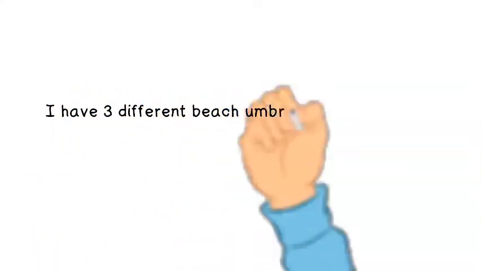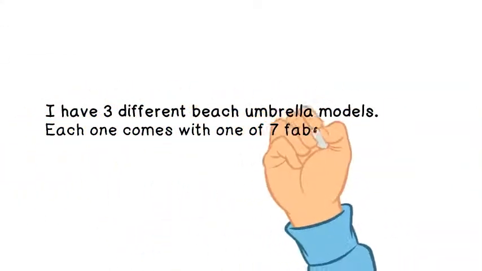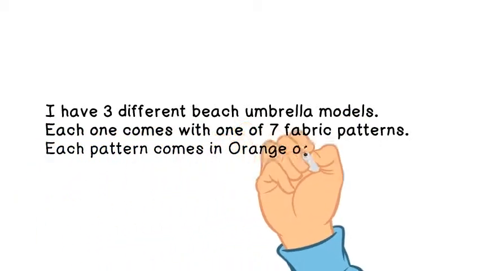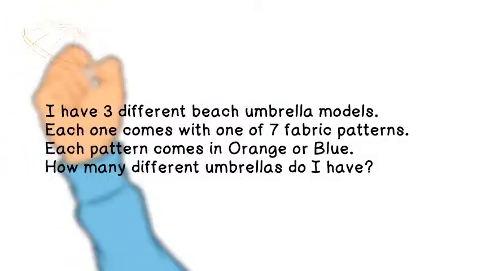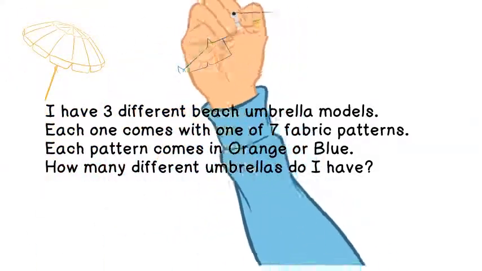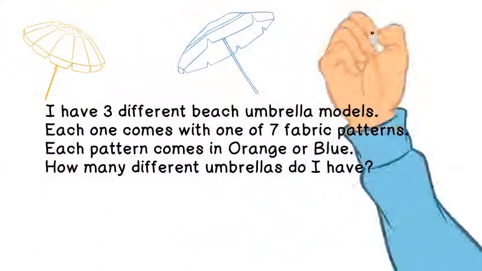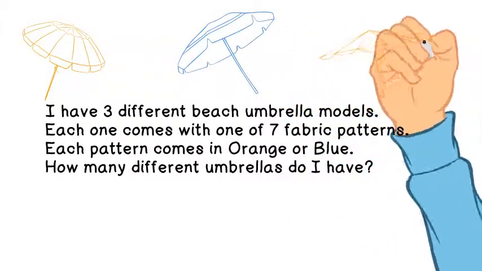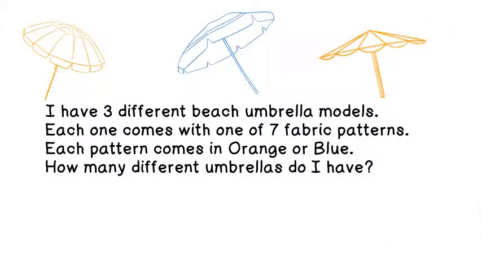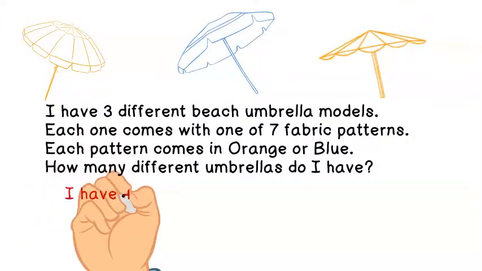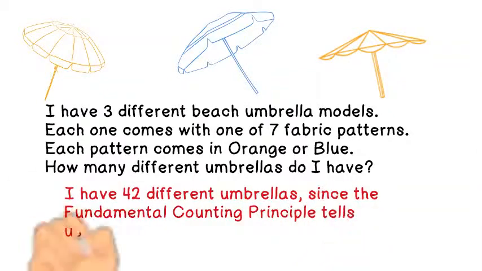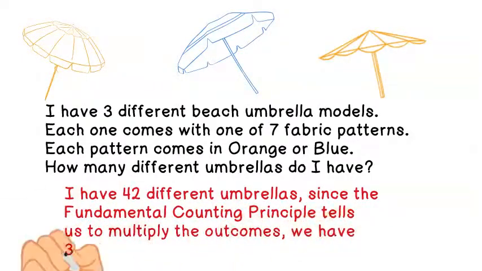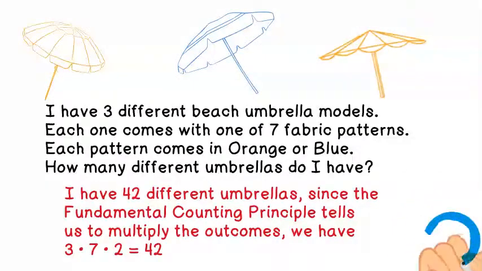Here's another example using the fundamental counting principle. If I have 3 different beach umbrella models, each one comes with 1 of 7 fabric patterns, and each pattern comes in orange or blue, how many different umbrellas do I have? Well, using the fundamental counting principle, I can take the 3 different umbrellas times 7 patterns times the 2 colors and get that there are 42 different umbrellas. Since the fundamental counting principle tells us to multiply the outcomes, we have 3 times 7 times 2, which is 42.